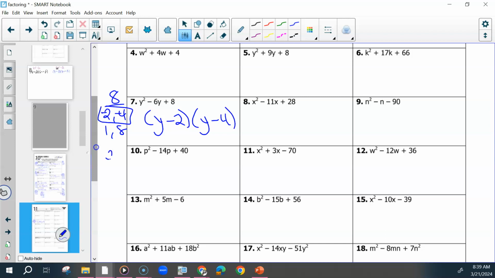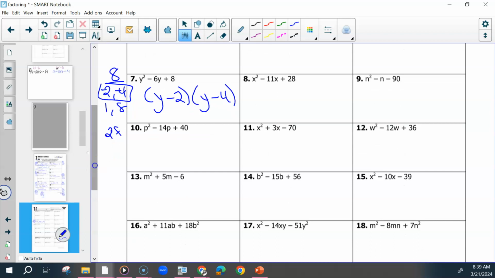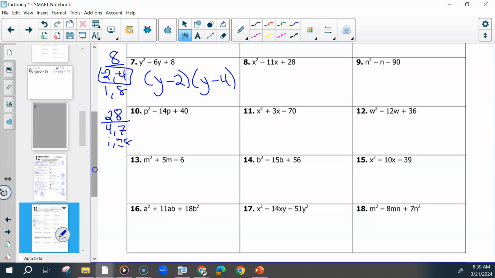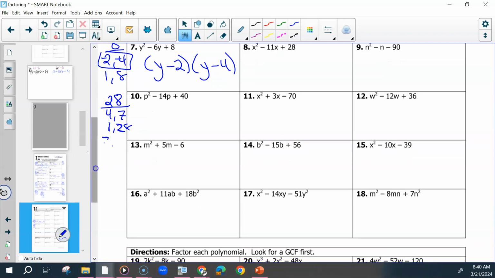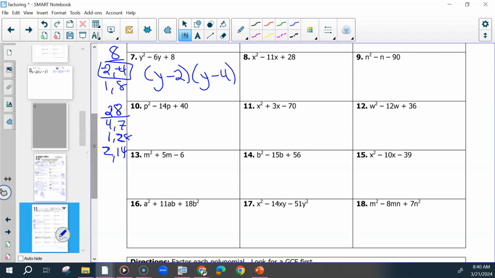Alright, factors of 28. 4 and 7. 1 and 28. I don't believe there are others. Oh, and 2. Okay. Which factors could be used to add or subtract to get negative 11? 4 and 7. Negative 4 and negative 7. Yes. x minus 4 and x minus 7. Notice if you put pluses here, you won't get negatives, so be careful.